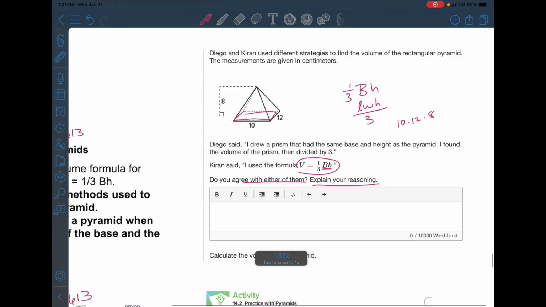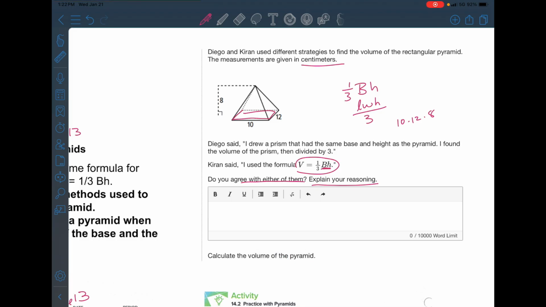Does it say centimeters? Because right there, centimeters cubed. And I think it actually gave you a box for that. So be careful what you are doing.